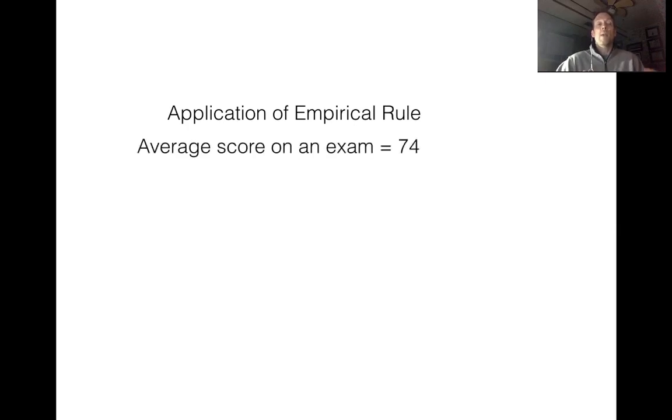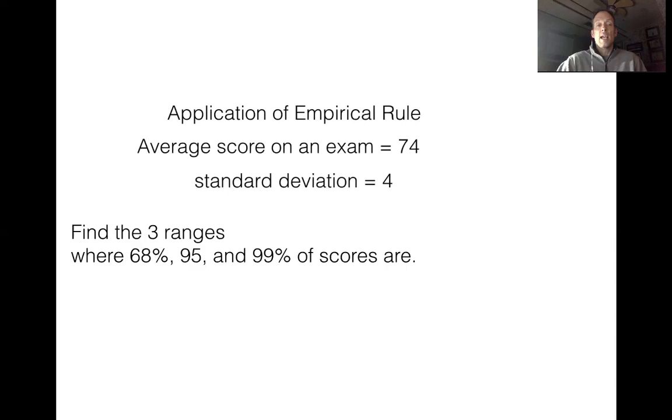We're going to say we have our first examination. The average score on that exam is a 74. The standard deviation is a 4. And what I want you to do is find for me the 3 different ranges where we're going to see 68%, 95%, and 99% of the scores. So in other words, between what 2 scores are we going to find 68% of all our test takers, 95% of all our test takers, and 99% of all our test takers? If you need to, pause the video for just a minute to compute it out.